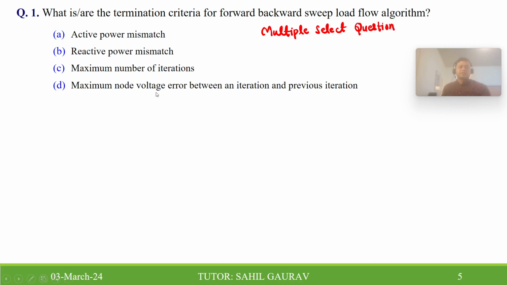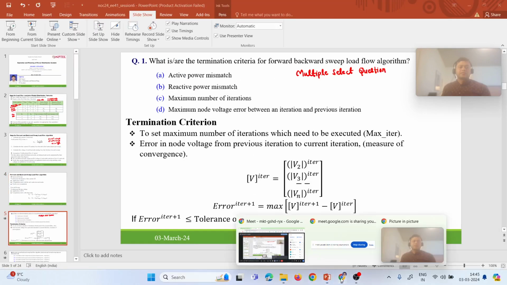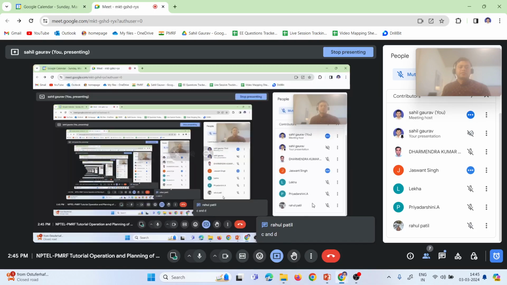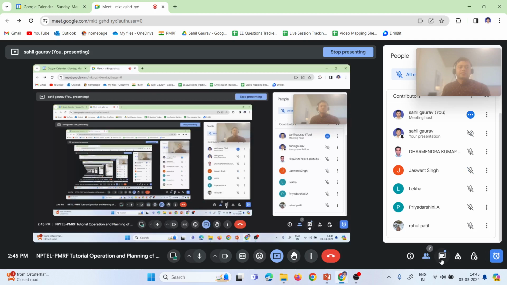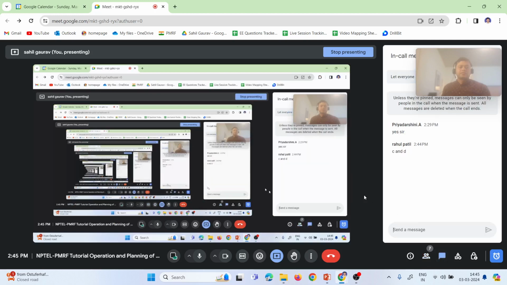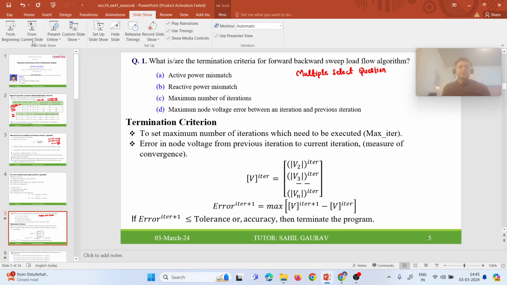Yes, so is it options C and D, maximum number of iterations and maximum node voltage error between an iteration and the previous iteration? Yeah, correct. Rahul Patel, you are correct. Just one thing, C and D is correct.